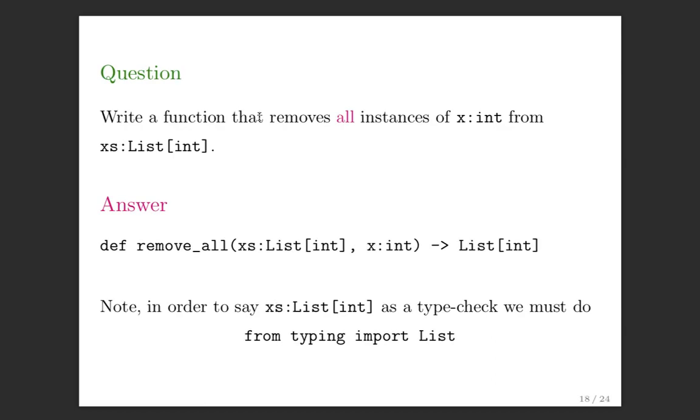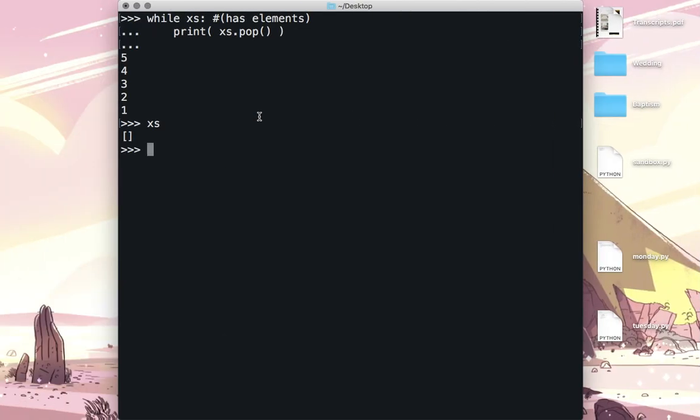Okay, so let's try writing something. Let's write a function that removes all instances of x from a list, right? Because we're going to be able to use while. There's one thing I need to tell you about types. Now, in Python, I can do something like this already. I can say foo x, take a list, and return a list.